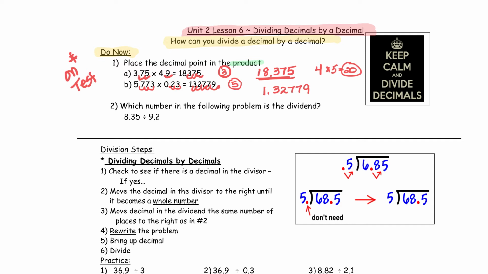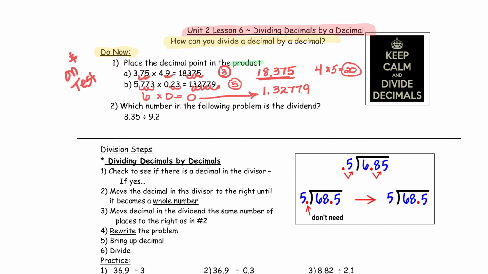And if we estimate, we can check our answer in the following way. 5.773 thousandths rounds to about 6 times 0.23 hundredths, which is almost 0. So if we were rounding for this, our answer needs to be around 0. However, 1.32779 is pretty close to 1. If I got a number such as 13, then I know for sure that my decimal is definitely in the wrong spot.